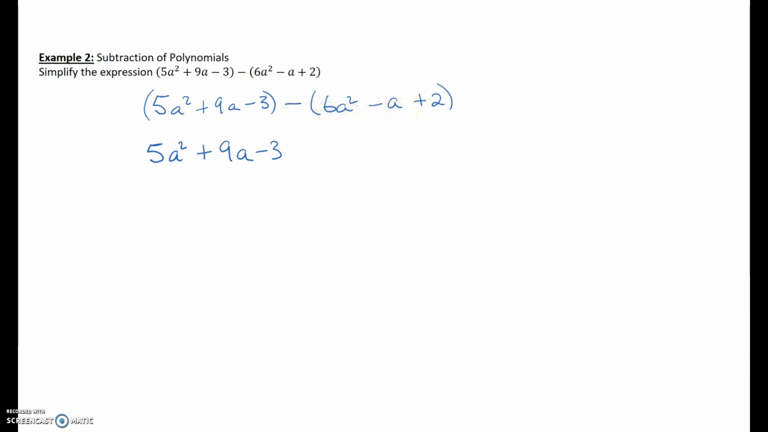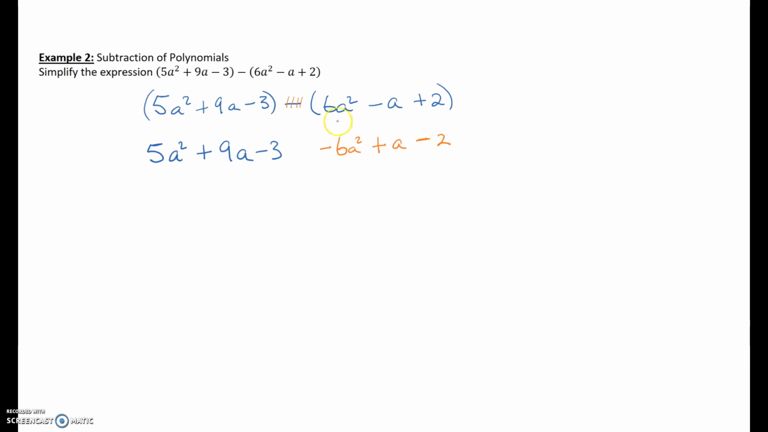So what we'll do, because it's a minus, is we'll get rid of the minus here itself, but we're going to change the sign of everything that follows. Okay, so we're going to change the sign of everything that's in this parentheses. So 6a squared now is going to become minus 6a squared. Minus a is going to become plus a, and plus 2 becomes minus 2.